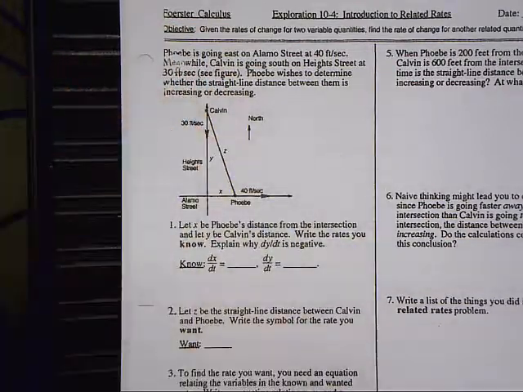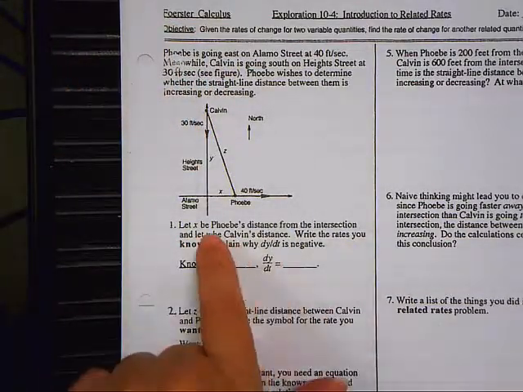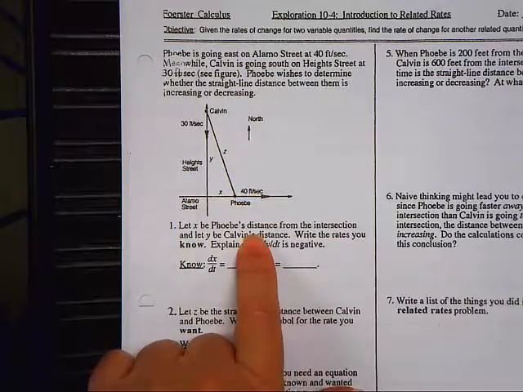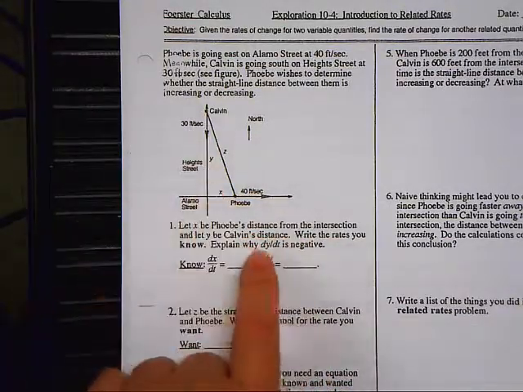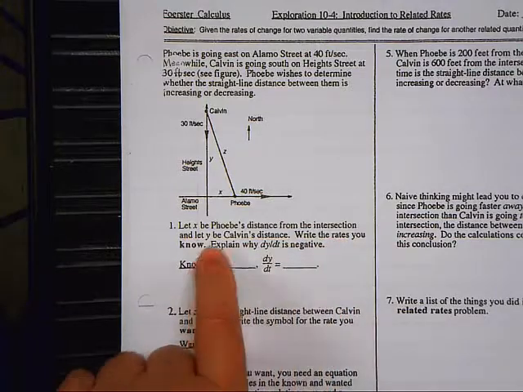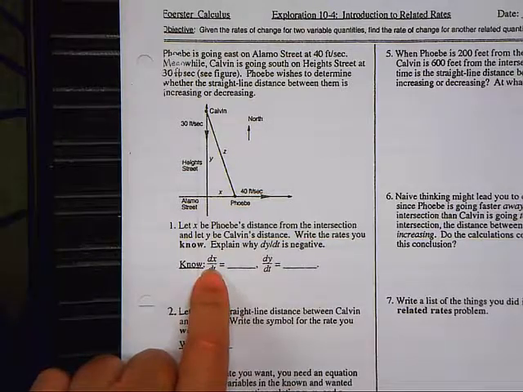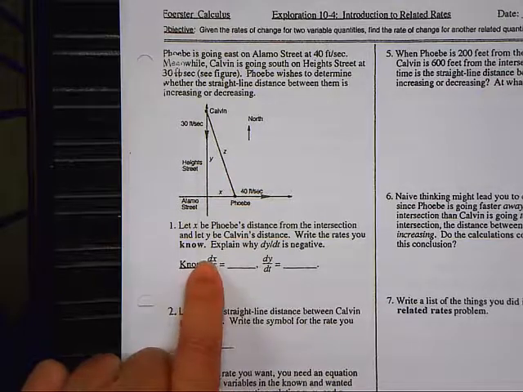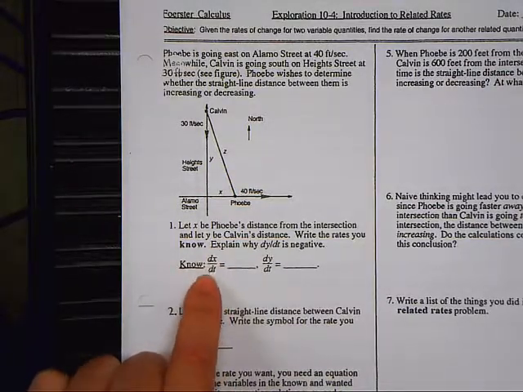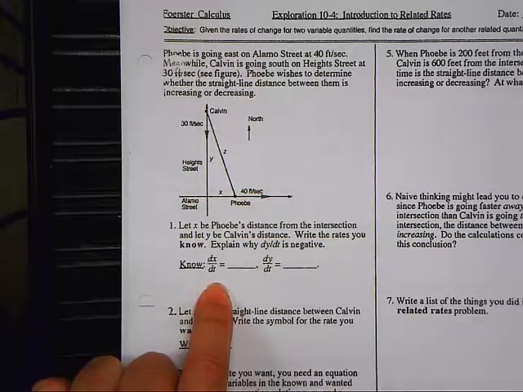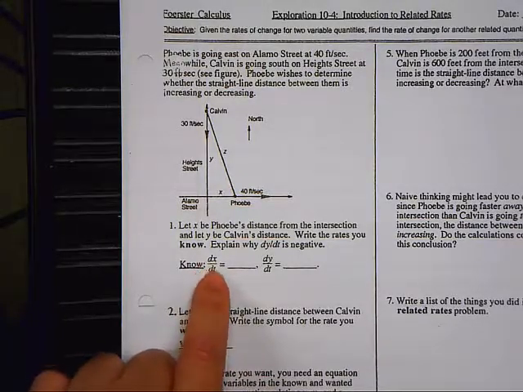That's what they're asking. Number one, let x represent Phoebe's distance from the intersection and y represent Calvin's distance. Write the rates you know. Explain why dy/dt is negative. Remember that dy/dx means derivative, and it means the change in y over the change in x. These you remember from Algebra 1. So this right here, dx/dt, represents the change in x over the change in time. So who is x again? Phoebe is. So what number do you think represents the change in Phoebe over the change in time?